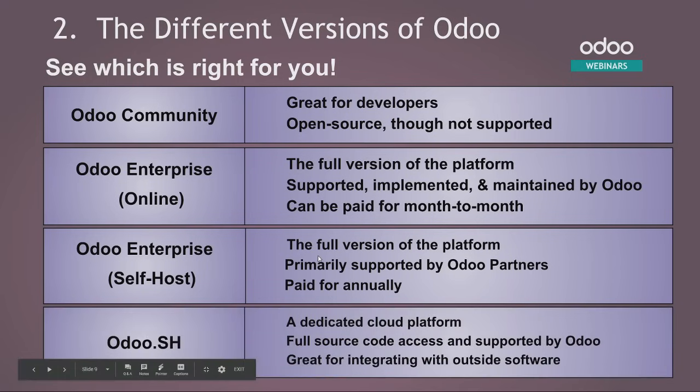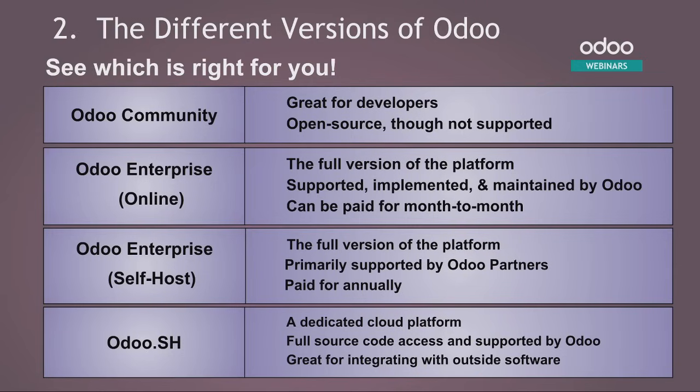Finally, we have Odoo SH, which is a relatively new thing. It came out in version 11, and we're now on version 12. It's a dedicated cloud platform. You get access to the full source code, and it's also fully supported by Odoo. What's really great about it is that it integrates with outside software, and you can also code on it. With Odoo SH, you can have Odoo Enterprise online, but also code within it, have full control over the code, and make your own apps. You really get the best of both worlds.